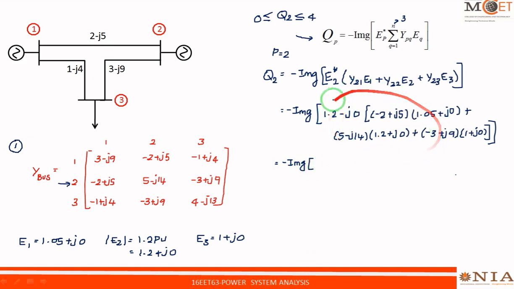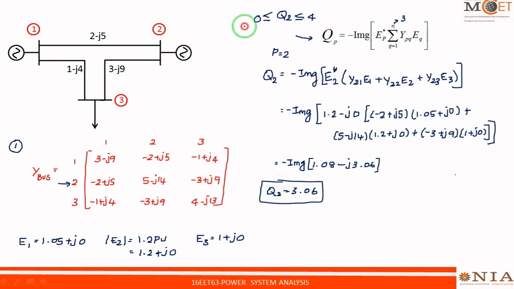after simplification of all these complex conjugates and complex variables, I will finally get the imaginary part of 1.08 minus J3.06. So if I take the imaginary part, then Q2 becomes 3.06. The value of Q2 should lie within the limits of 0 to 4. So this is within the limits, and I can take this as the value of Q2. This is step 2 of the algorithm.